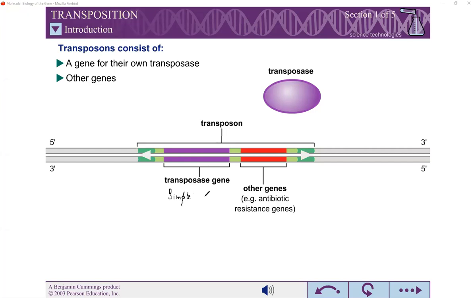When along with the simple transposon, other genes are also present, then it is referred to as a composite transposon. Such types of transposons are called composite transposons. Okay, moving forward.